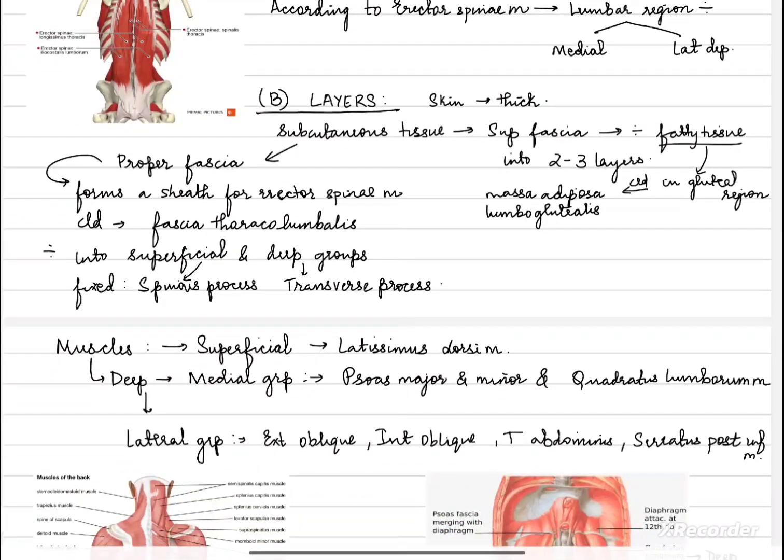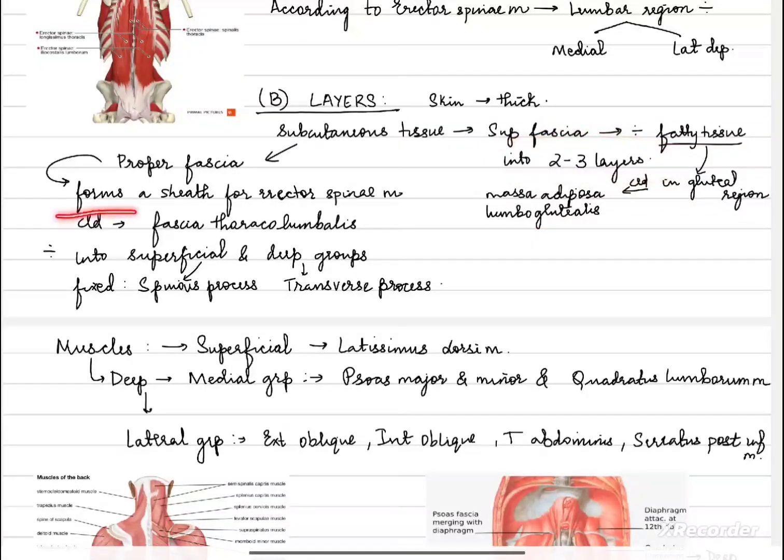Now what are the layers? Skin is thick, then subcutaneous tissue. There is superficial fascia and deep fascia, the proper fascia. Superficial fascia is divided into fatty tissue in the gluteal region, which is called vas adiposa lumboglutealis. There are 2 to 3 layers.